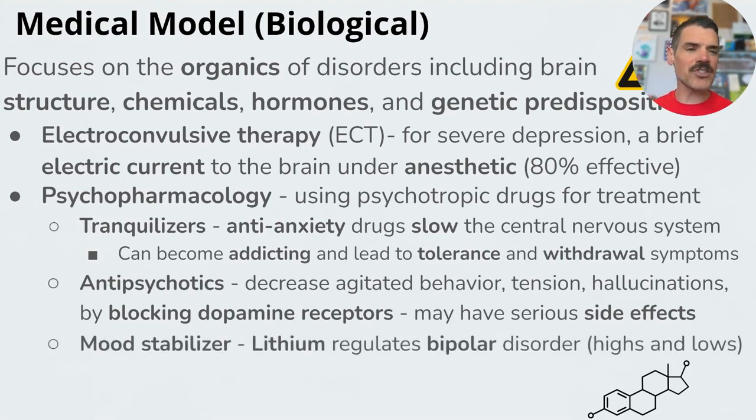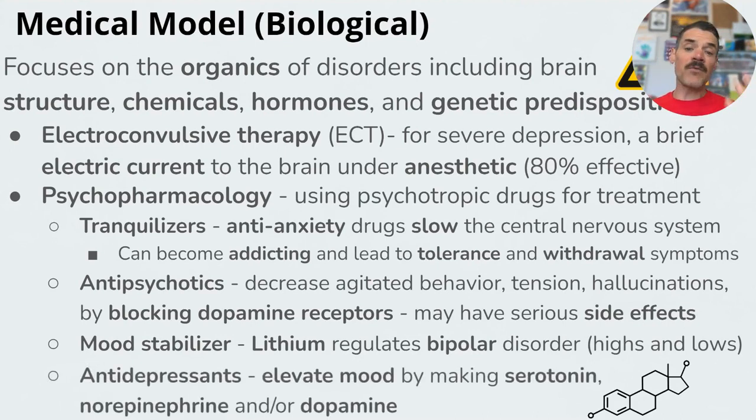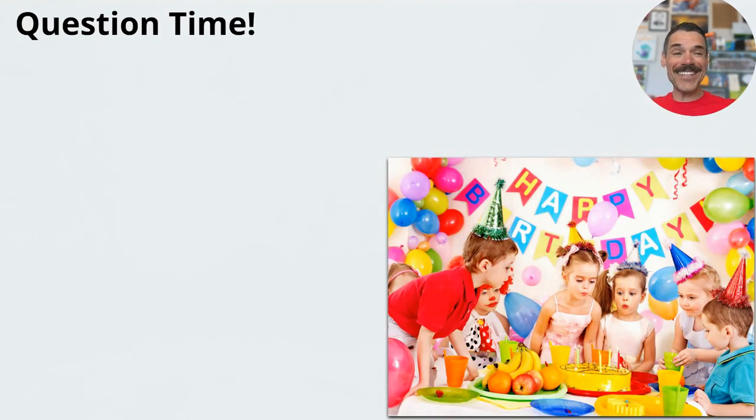Mood stabilizers, things like lithium or Prozac, they can regulate bipolar disorder. They kind of just even things out so you don't get the high highs or the low lows. It's just more steady across the board. And then finally, antidepressants, these elevate the mood by elevating serotonin, norepinephrine, and dopamine. Exercise does this as well, but that's kind of how antidepressants work. All right, guys, we did it. We're done. That was fast.